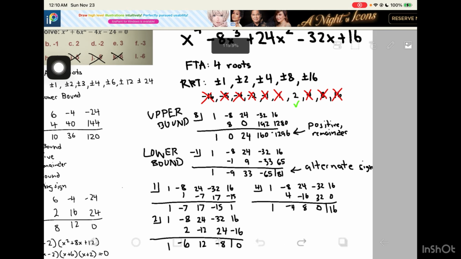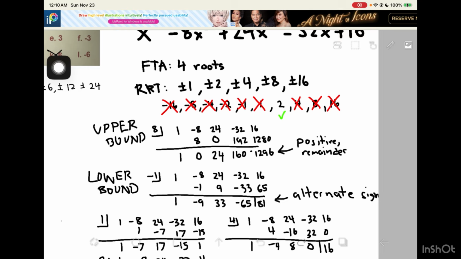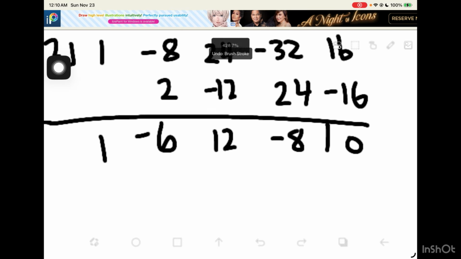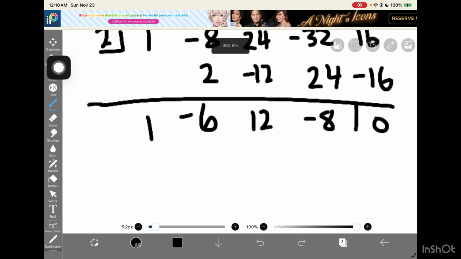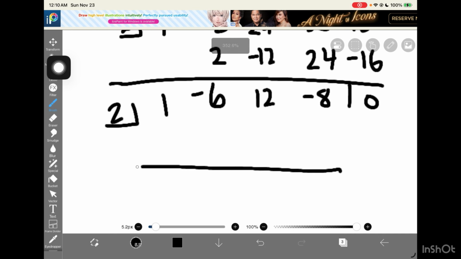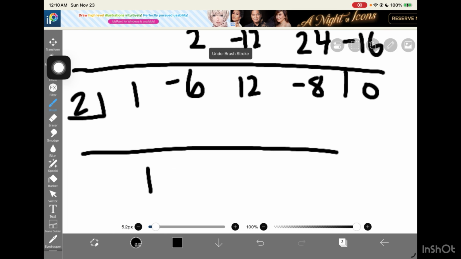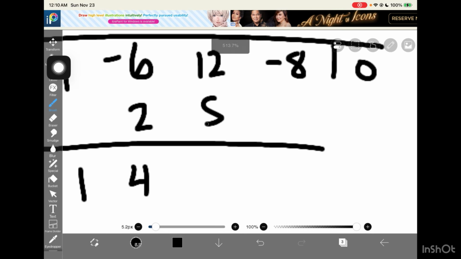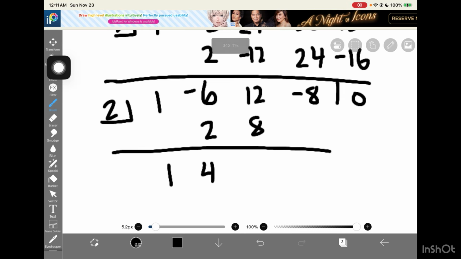We only have 2. What happens now? We only have 1 root. Sometimes roots can be repeating, such as this case. So since we have a sole root over here, we just continue our synthetic division with this one. So let's put number 2 again here. So we drag down 1. 1 times 2 is 2. Negative 6 plus 2 is 4. 4 times 2 is 8.